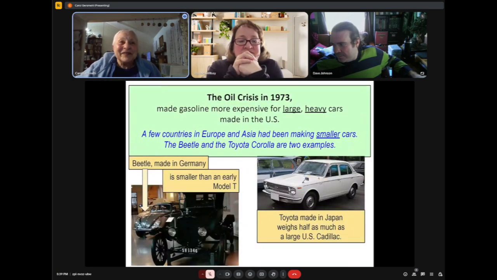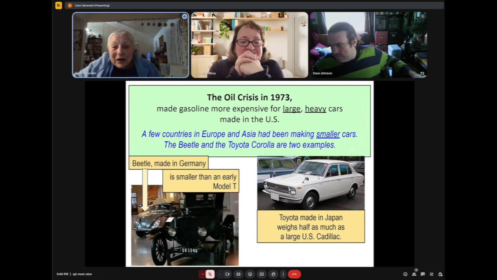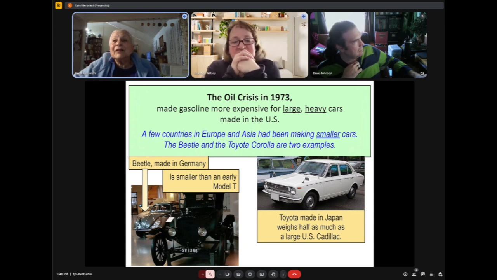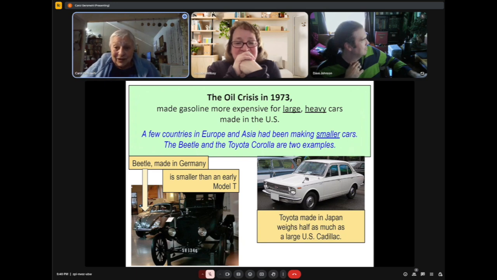And can you see back here? This is a Model T. Look at this little car back here. It's called a Beetle. It was made in Germany by Volkswagen. It's even smaller than a Model T. It was smaller. Suddenly that became popular. Or this is a car made in Japan. It was a lot smaller. It weighed half as much as a Cadillac. Well, of course it's going to use less gasoline.